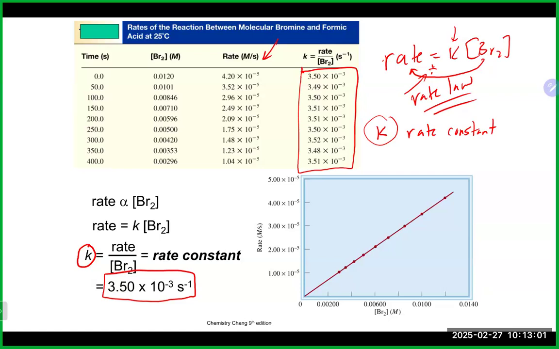If you just think about it, in this simple example, we would be multiplying these two numbers. So if this number is really large, it should turn our rate into a larger number. And if this one is small, it should turn our rate into a smaller number. So it tells you how fast or slow the reaction will take place.